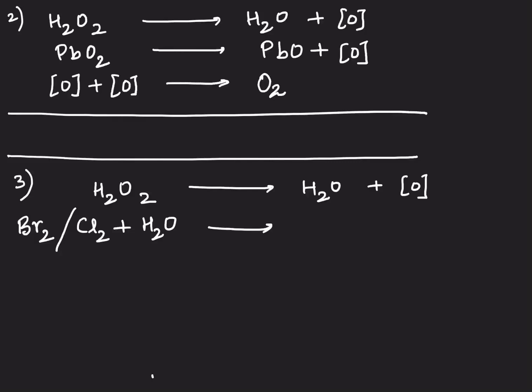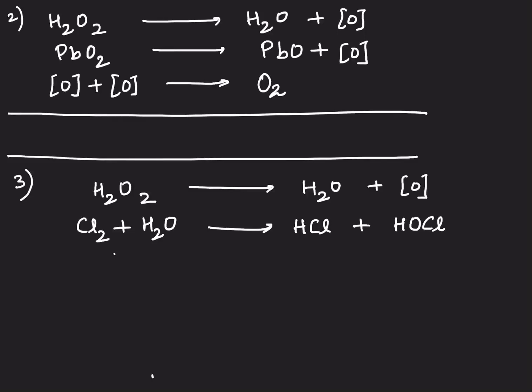Write the reaction with any one of them, not both of them. Don't confuse yourself. Go ahead. Chlorine plus water. What do we have? HCl and HOCl, hypochlorous acid.